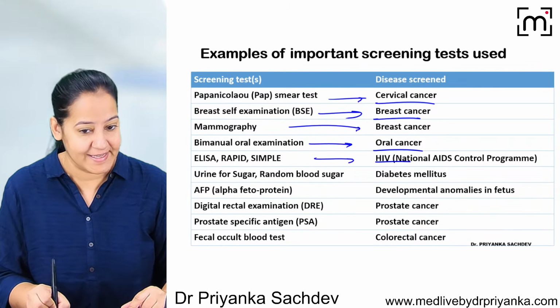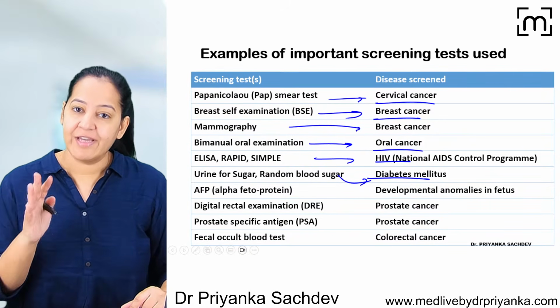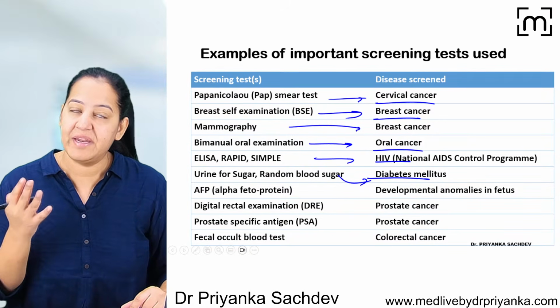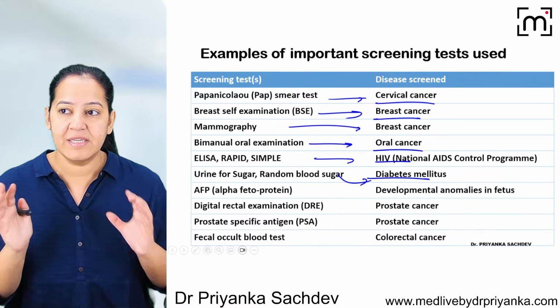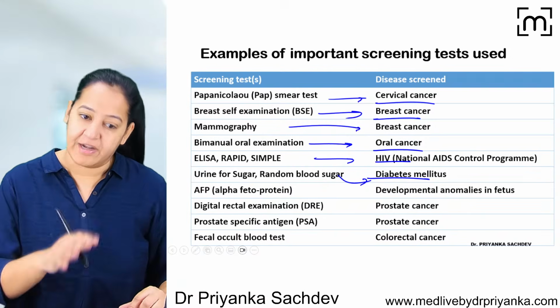For HIV, ELISA is there. For diabetes, the blood sugar and the urine sugar is there. Likewise, for different cancers, we use screening tests specifically for the cancers. Because here we can modify the outcome if we give early treatment.